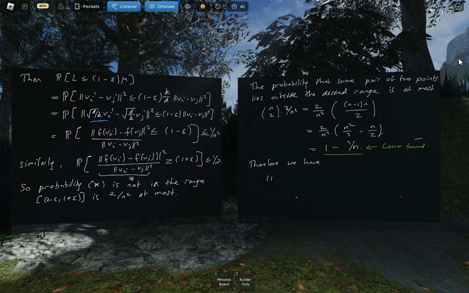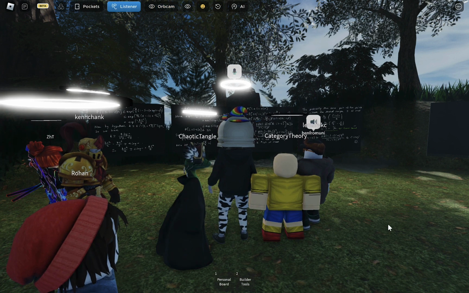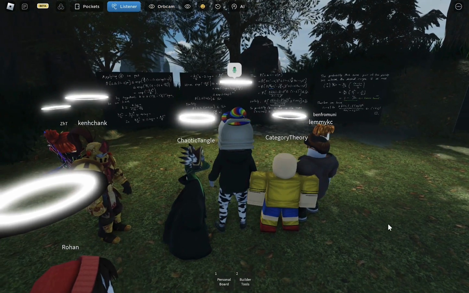So therefore we have 1 minus epsilon is in that range with probability at least that. And that's pretty much the proof, modulo proving that bound that I assumed. Yeah, I think we can skip that.